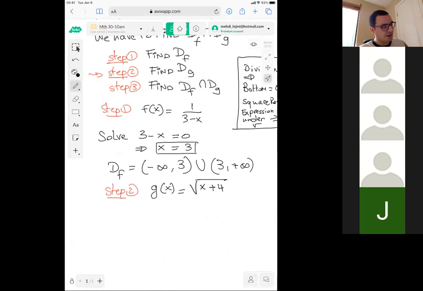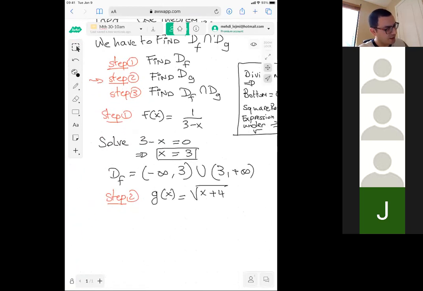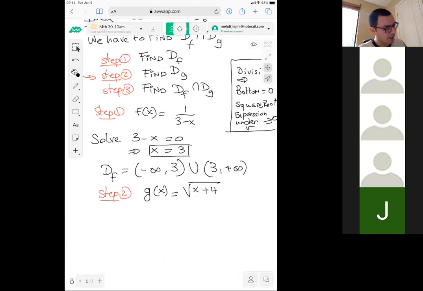It's just the square root of x plus 4. And as I said, if you have a square root, then all you have to do is take the expression under the square root, the x plus 4, and solve x plus 4 larger or equal to 0. If you have something else outside the square root, you don't really care about it. It's only about the thing under the square root. Everything outside the square root doesn't matter.